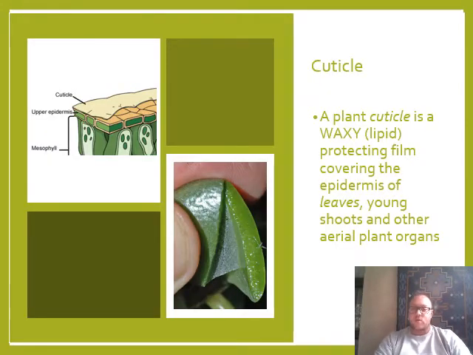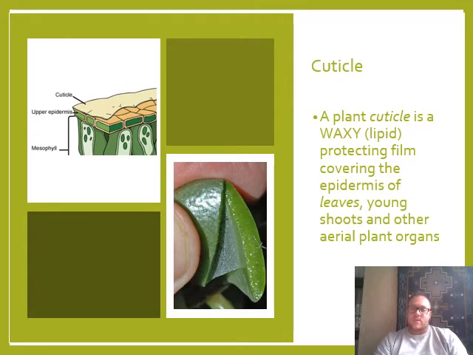Then we have the cuticle itself. No, that's not my fingers. I found that on the internet. But you can go find the cuticle of these yourselves. So a plant cuticle is a waxy, so it's made out of fat, protecting film covering the epidermis of the leaves, young shoots, and other aerial plant organs.